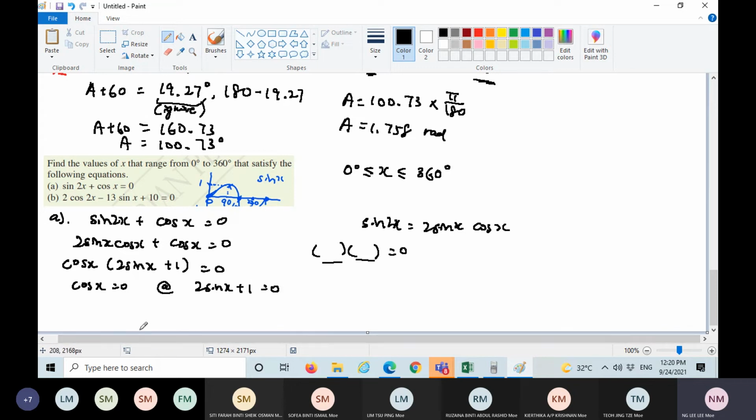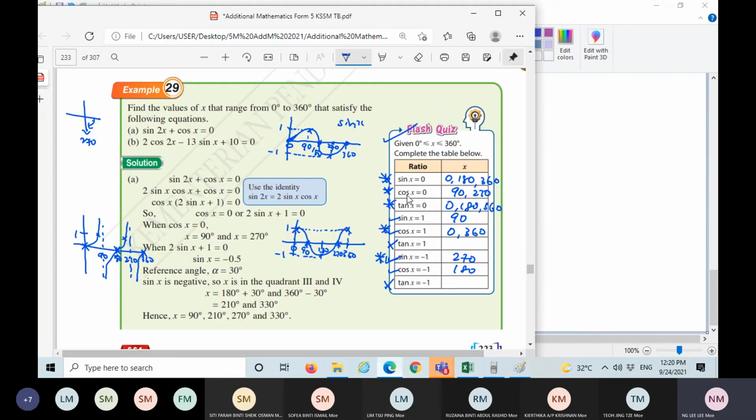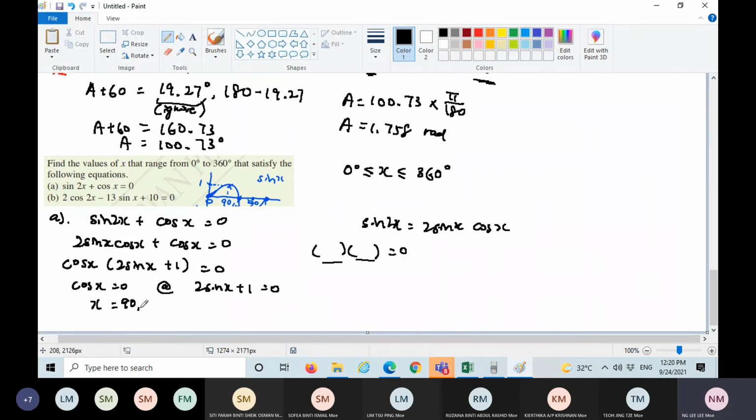Then you continue. Now you see, I already break this into two. It's like going back to my first question. Cos x equal to 0. So what is x? This is the one I said depends on your table just now. Cos x is 0. So what is x? 90 and 270. So write the answer, 90 and 270.